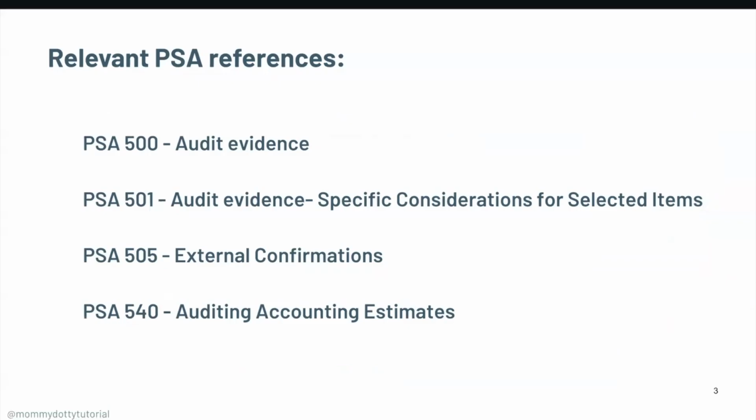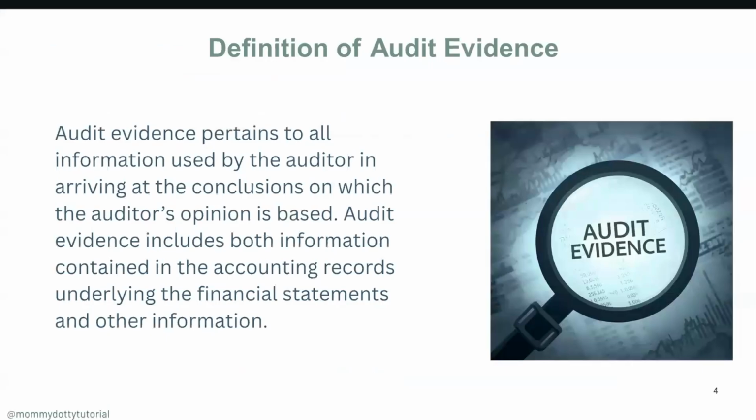So these are the relevant PSA references: 500, 501, 505, and 540. Now let's talk about the definition of audit evidence. Audit evidence pertains to all information used by the auditor in arriving at the conclusions on which the auditor's opinion is based.